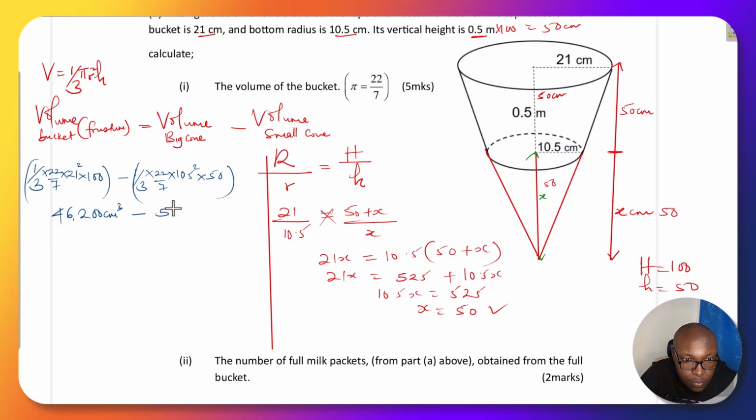5775 centimeters cubed. So when you subtract, now you get the volume of the bucket, and this will give 40,425 centimeters cubed. So that is the volume of the bucket. We go to part 2.